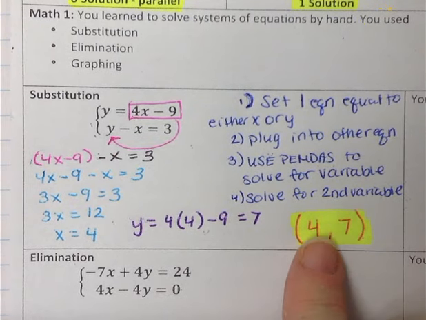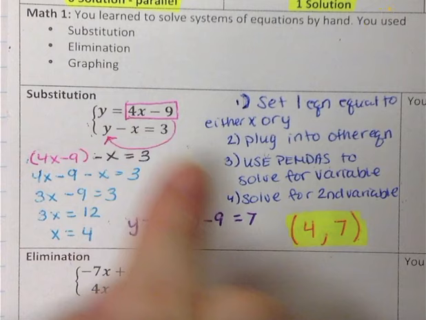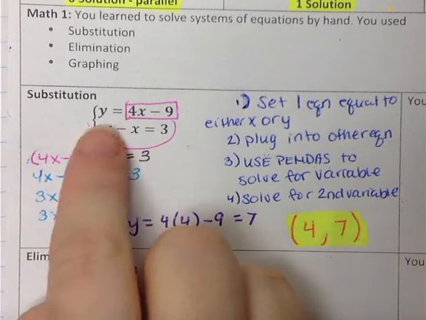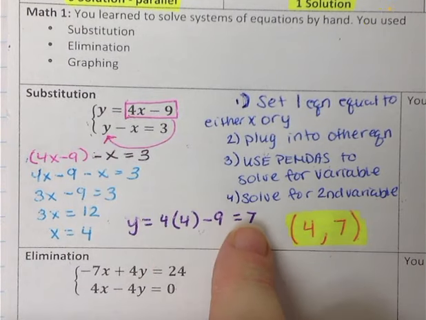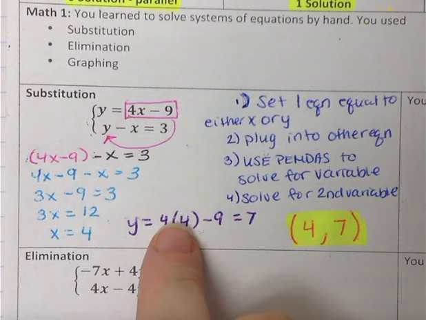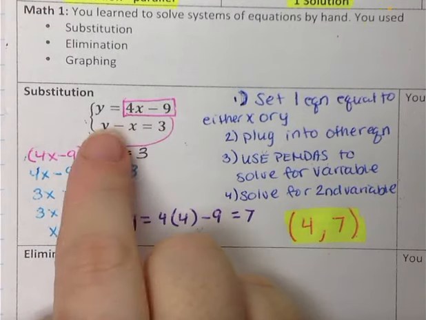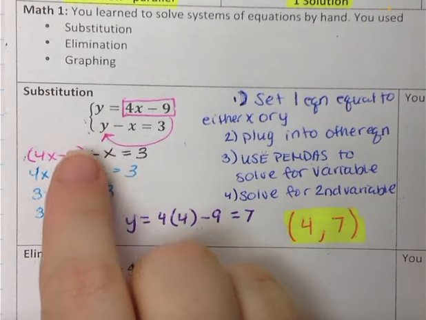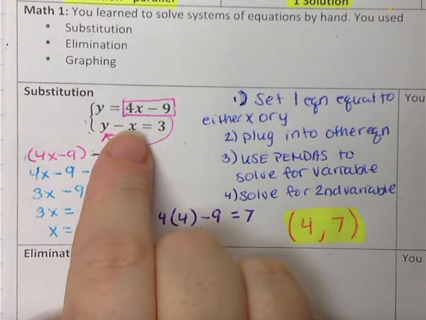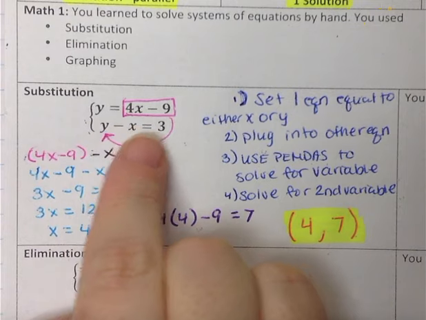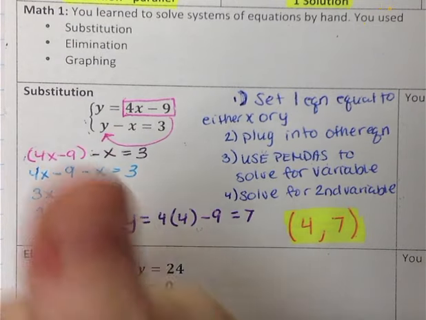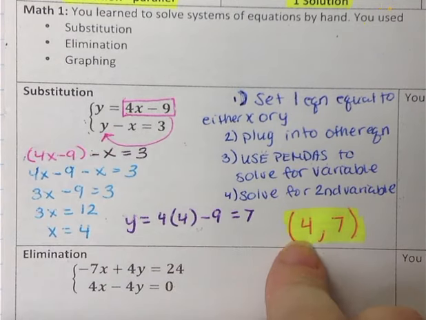And you can always check to make sure this works by plugging these x and y back into the original. So we already know that 7 will equal 4 times 4 minus 9. So that first equation we already know will work. The second equation we want to make sure. The y is 7 minus the x is 4. So it's 7 minus 4 equals 3. So it works. So that means that this is the correct solution.